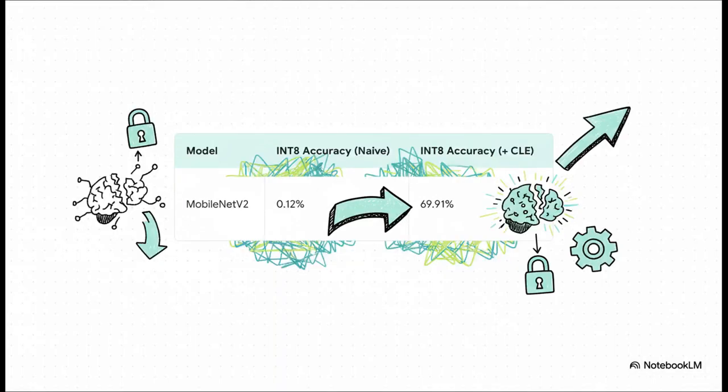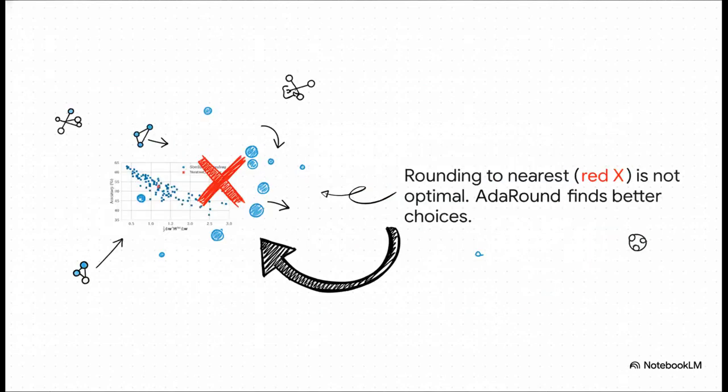Remember our broken MobileNet V2, sitting there at a pathetic 0.12% accuracy? Well, just by applying cross-layer equalization, the accuracy rockets all the way back up to nearly 70%. This one technique alone basically rescues the model's performance almost completely. It's amazing. And now for AdaRound.